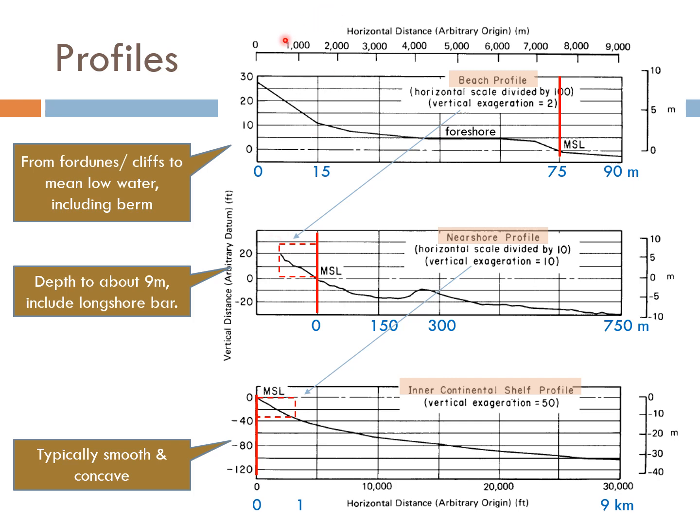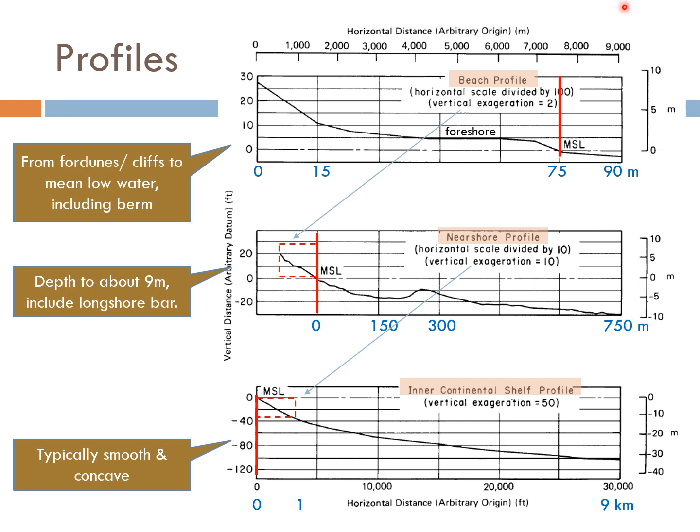But when we apply the same scale to the nearshore profile, we divide it by 10. So assuming this point, mean sea level here, is 0, but on the scale it is at about 150, because we divide by 10. Here, divided by 10 will be 900 meter. So 900 minus 150, the distance from this point to this point is about 750 meter.